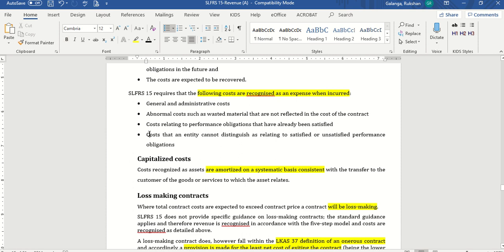And cost that the entity cannot distinguish as relating to satisfied or unsatisfied performance obligations. If you are incurring a cost, you don't know whether this cost is for the old performance obligation which has already occurred or a new one. So if that is the case, if that particular expense cannot be distinguished, you should not recognize that as an asset. You should recognize that as an expense, right?